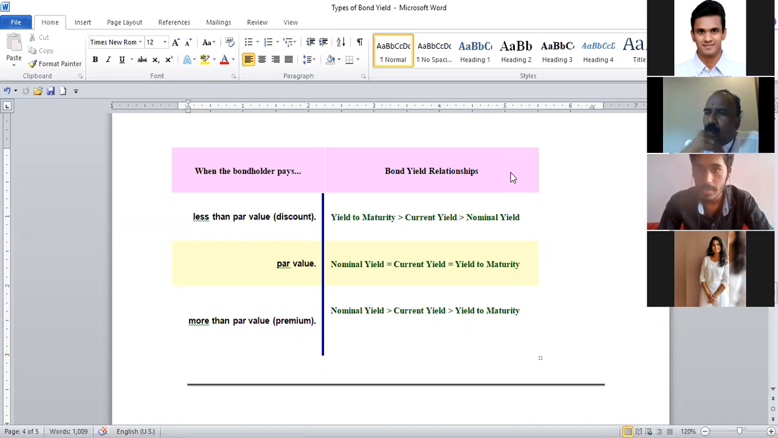That's true. What is the relationship with the yield? Yield is higher or yield is less? When the yield value is lesser. Very good. When the yield is lesser, it is a premium bond. Okay, correct. Good, you can unmute.